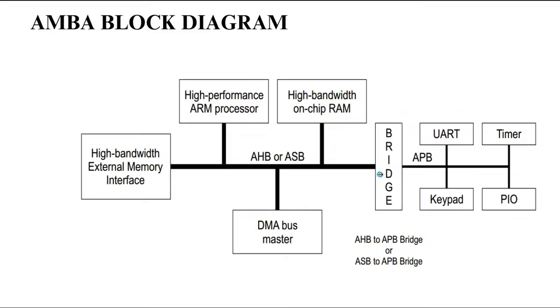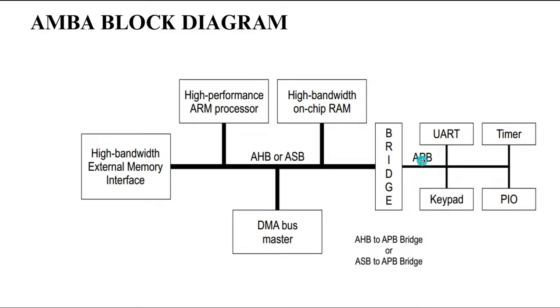Why does it have a bridge? Because AHB, AXI, ASB are all high speed protocols inside the chip, but APB is a low speed protocol. How do you measure high speed and low speed? By using the clock only. AHB and AXI work based on high bandwidth, so they are high speed protocols. They will transfer the data very fast compared to APB. Why? Because APB has low bandwidth, like a low frequency. So it will work slowly.